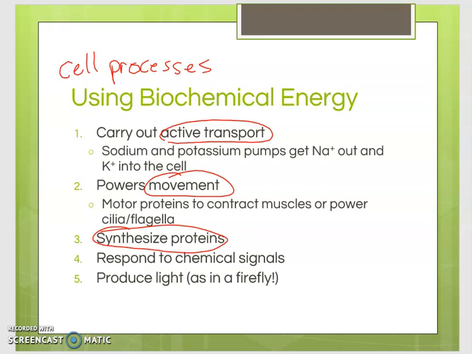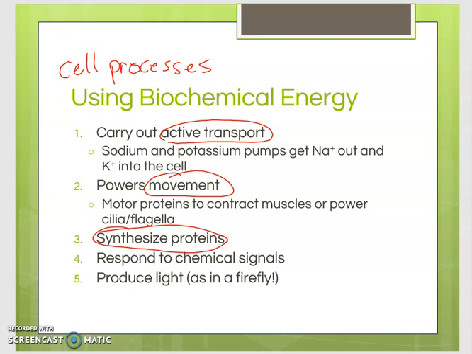So we're going to use it to carry out processes like active transport, which we talked about, where things are moving against the concentration gradient across the cell membrane. It's going to power movement, so moving your muscles, things like that. It's going to help to synthesize or to make proteins. It's going to help in the response to chemical signals. It's maybe going to help to produce light like you might see in a firefly.